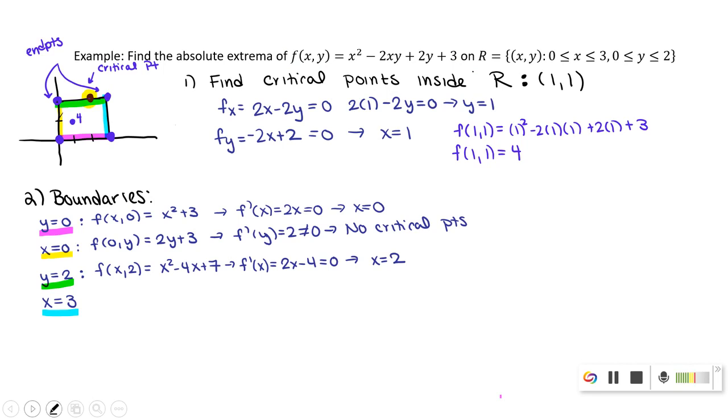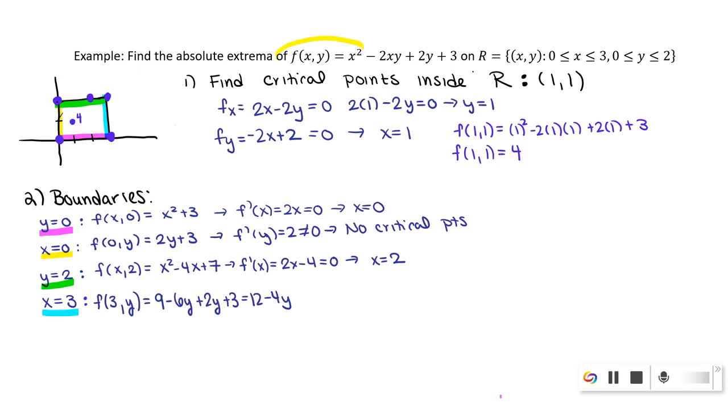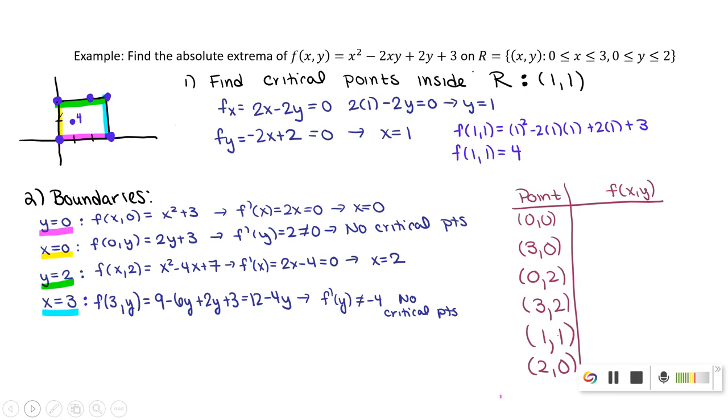Okay, one more. x equals 3. I take my function and replace all the x's with 3. I got 9 minus 6y plus 2y plus 3. That simplifies down to 12 minus 4y. The derivative of 12 minus 4y is negative 4. Negative 4 never equals 0. No critical points. But I have to check my endpoints. Oh, I already have those labeled.